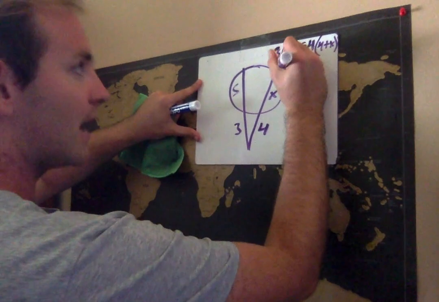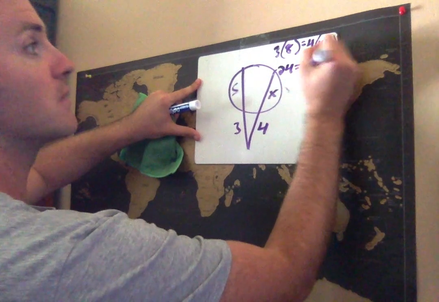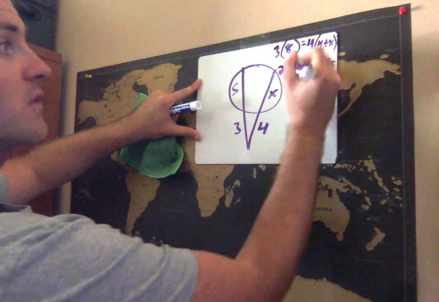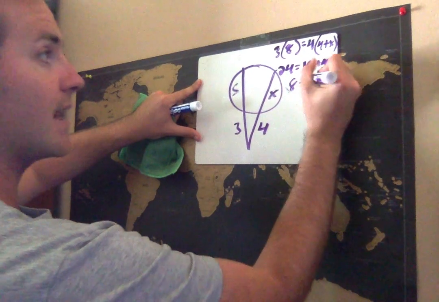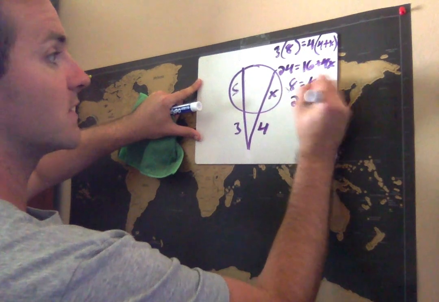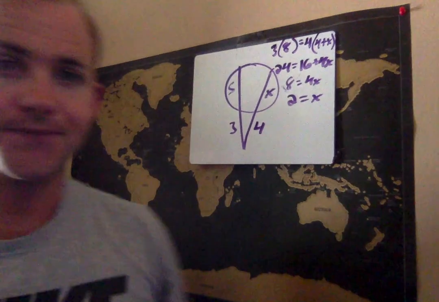So let me do some math here. 24 equals 16 plus 4x. Subtract 16 from both sides to get 8 equals 4x, and thus x equals 2. All right.